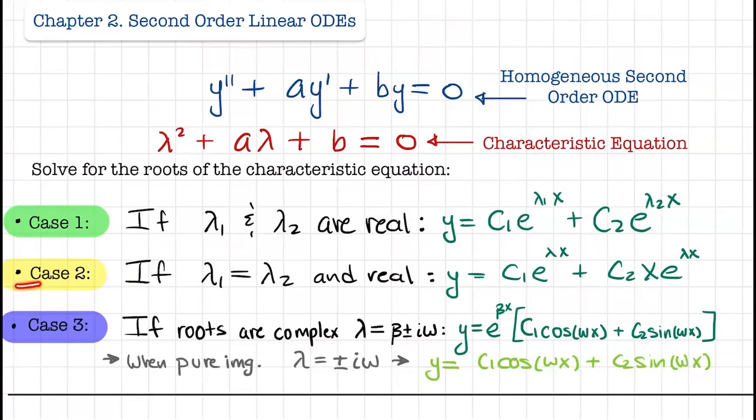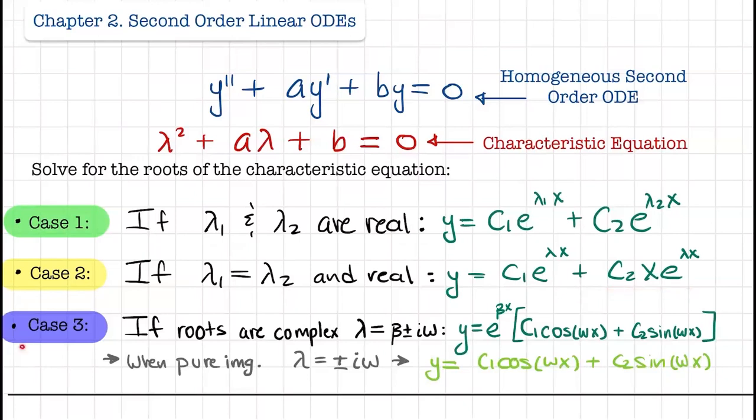Now, case 2 is when lambda 1 is equal to lambda 2. In this case, lambda 1 and lambda 2 have to be the same number, both real numbers, with the same quantity and sign. So 4 and 4, or negative 4 and negative 4, whatever. Both have to be the same sign and same magnitude. If that's the case, you get C1 e to the lambda x plus C2 times x e to the lambda x. And you can see basically this one is just modified.